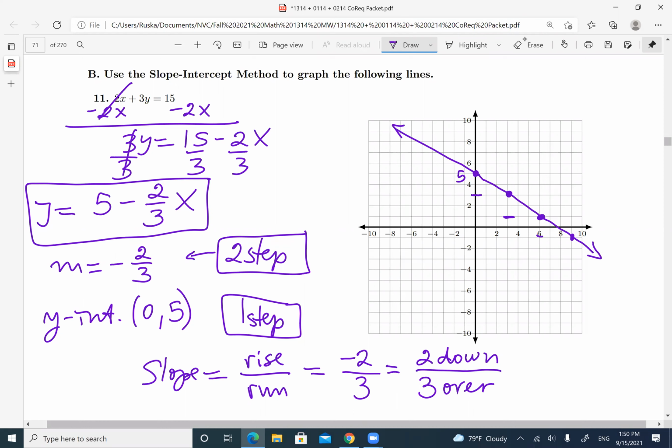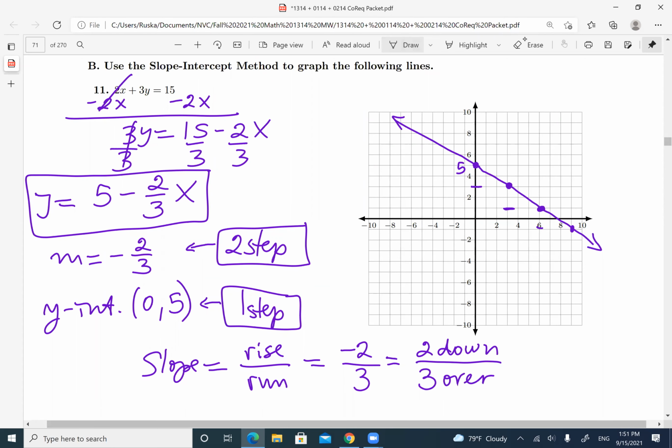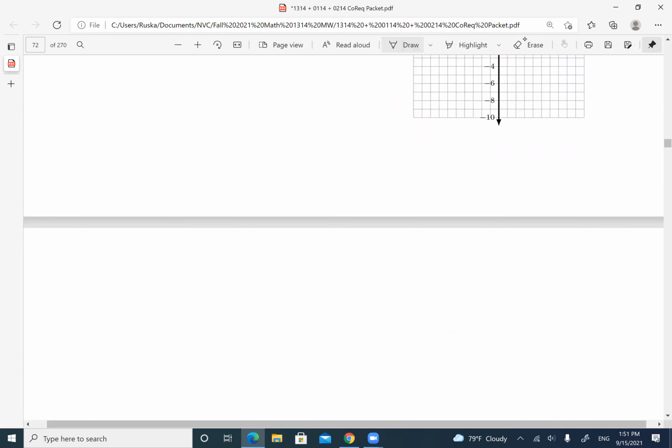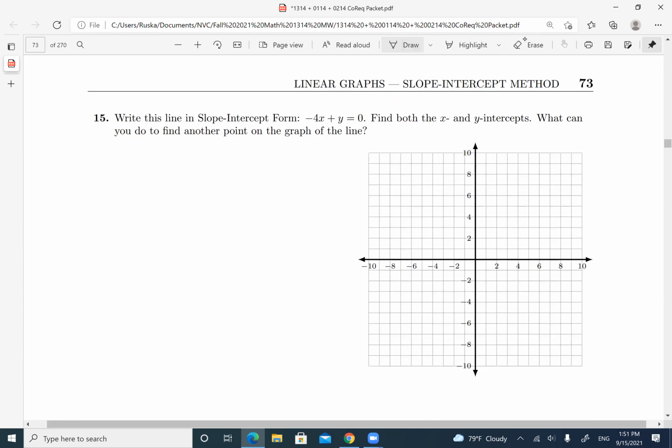So when you graph with the slope-intercept method, the first step is always graphing the y-intercept, and from the y-intercept you do the slope. You can go up or down, depending on if it's a positive or negative slope, and the number in the denominator is how many steps you're gonna go over to the right. Okay, everybody understand that? Yes, ma'am. Okay, let's do a few more.